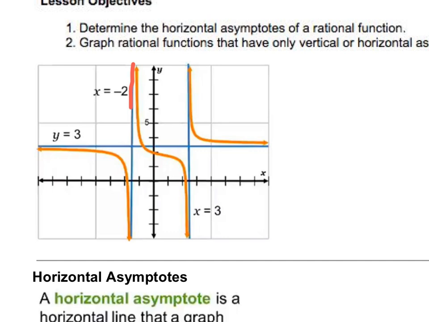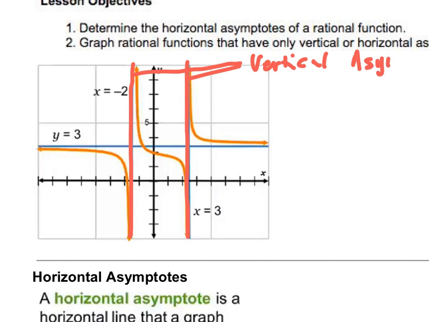Okay, so anyway, let's just take a look at a rational function here where these two lines that are vertical are going to be your vertical asymptotes. Okay, so these are your vertical asymptotes. Okay, the horizontal line that you have here is your horizontal asymptote.